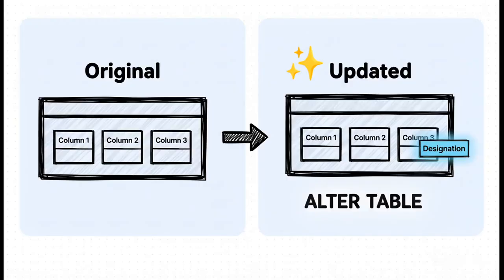Let's see a quick example of this. Have a look at the screen. On the left, you can see our original employee table, just the 3 columns we created earlier. Now let's say we run this simple command, alter table employee add designation varchar(30). And what happens? Well, look at the after on the right. Just like that, we've successfully added a new room to our blueprint called designation.